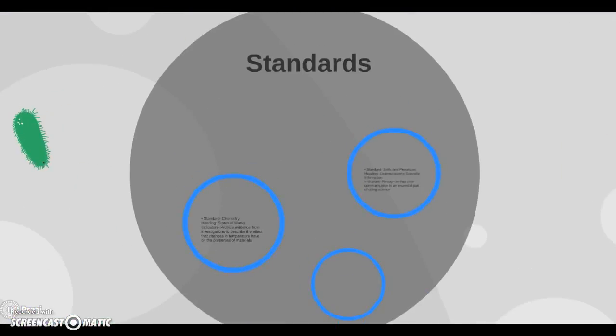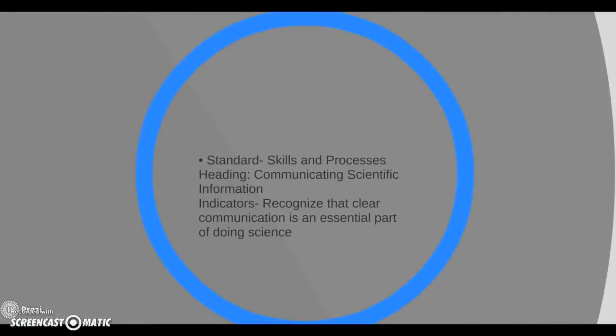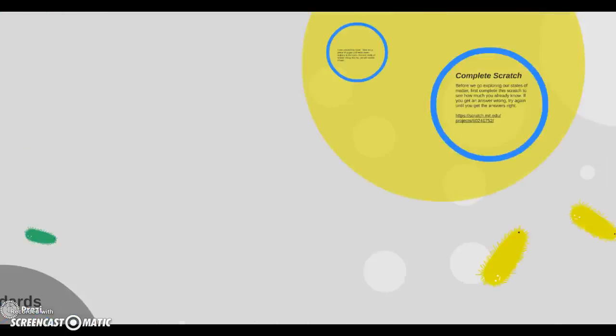And that brings us to our standards for this lesson. Our first standard is for chemistry. We will provide evidence from the investigations to describe the effect that changes in temperatures have on the properties of matter. And then our second standard, we will recognize that clear communication is an essential part of doing science.